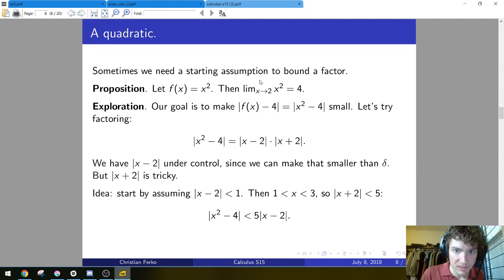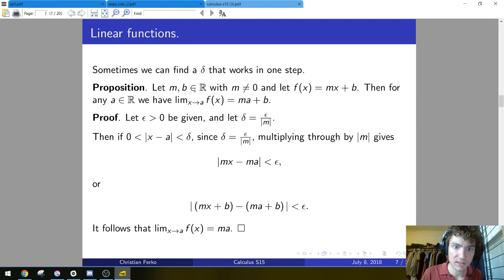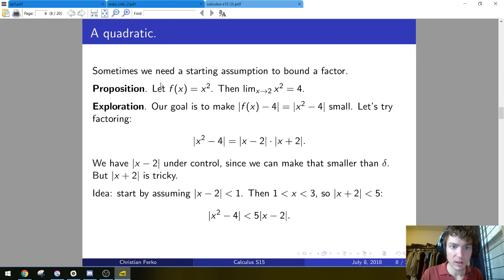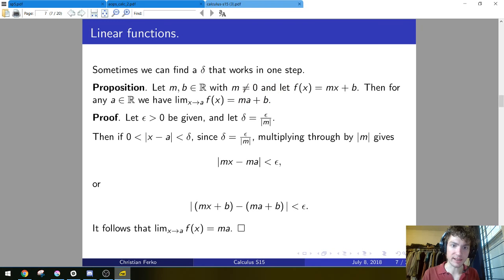Good, okay, so we did something similar to this last time. Let's just review the idea. Here, in the previous example with a linear function, choosing delta was very easy. You could pick delta in one step. You just divide by the slope. When the function is more complicated, like a quadratic, you often need to make a starting assumption. So what do I mean by that? Our proposition now will be let f of x be x squared, the quadratic, and we want to show a specific value, x equals 2, rather than just any number a.